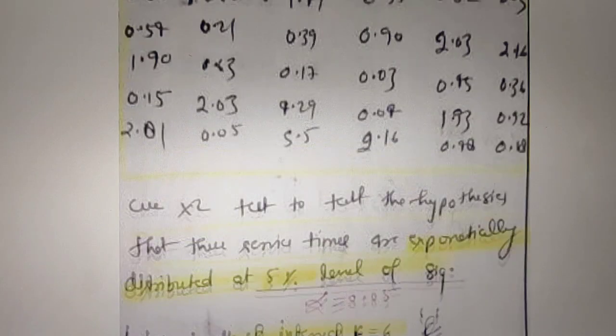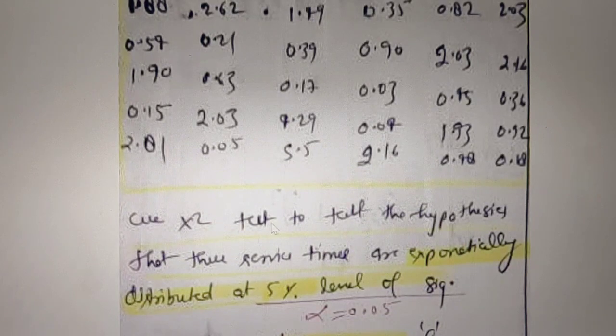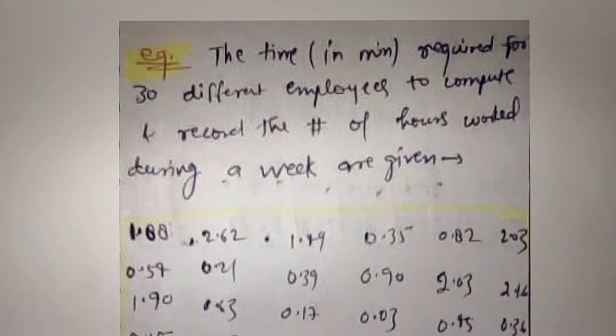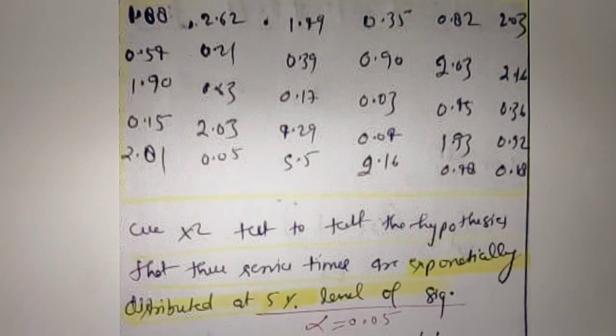The problem statement says to use the chi-square test to check whether the data follows an exponential distribution at the level of significance given as 5%. So alpha will be 0.05. Now here we have to implement the exponential distribution to check whether this data follows the chi-square hypothesis using the exponential distribution or not.